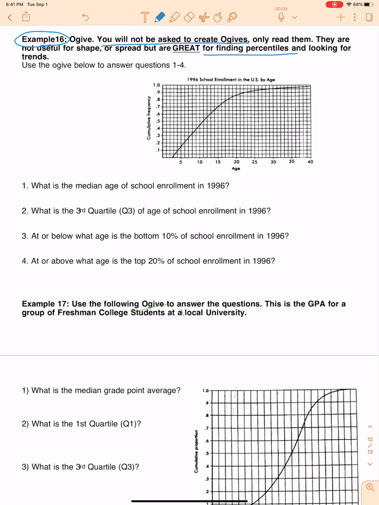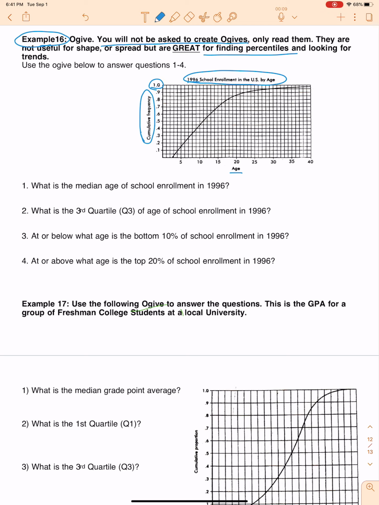Okay, so over here to the left, we've got cumulative frequency. As we already discussed in the other video, cumulative frequency means that it's that frequency that accumulates to create the whole. That's why this says 1 up here. That means 100%. All right, so in looking at this, we've got 1996 school enrollment in the U.S. by age, and then of course we have age down here on the x-axis.